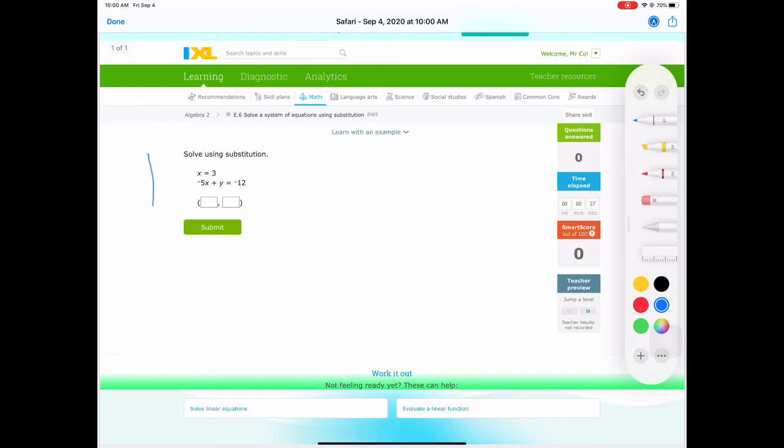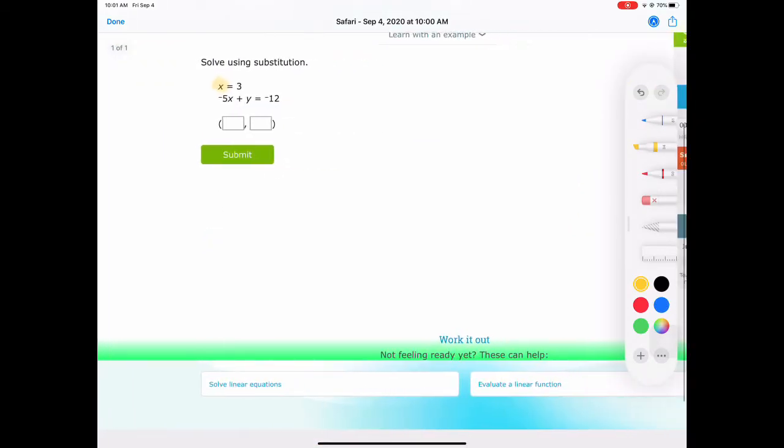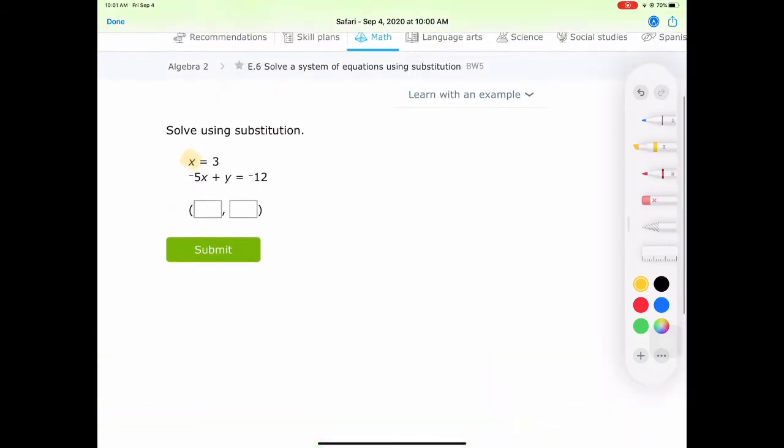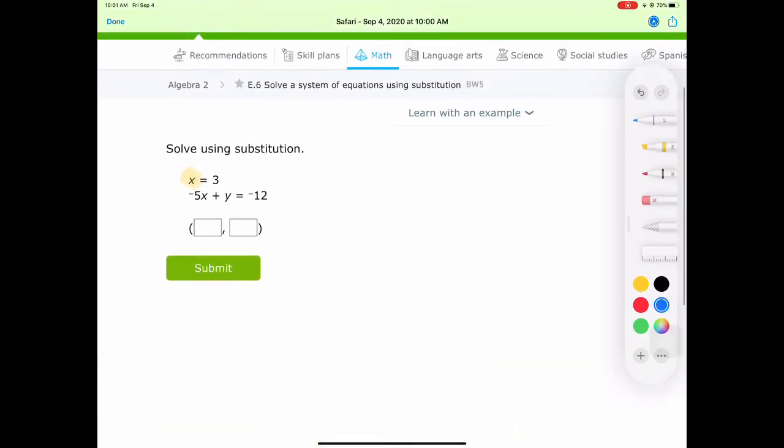We're just going to go over some problems on IXL, and this has to do with substitution that we talked about in class. So substitution is when you replace one variable, in this case x, and every time we see the x it is now 3. So we're going to substitute x for 3. So in this problem, -5, x has now become 3, plus y is equal to -12.